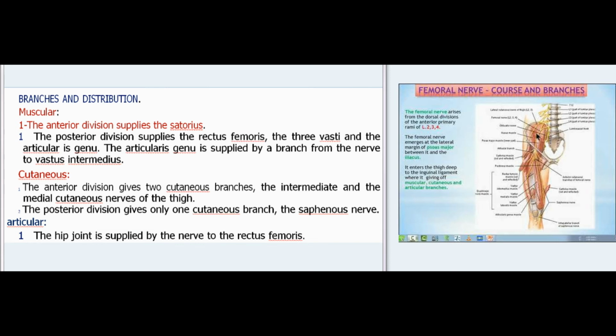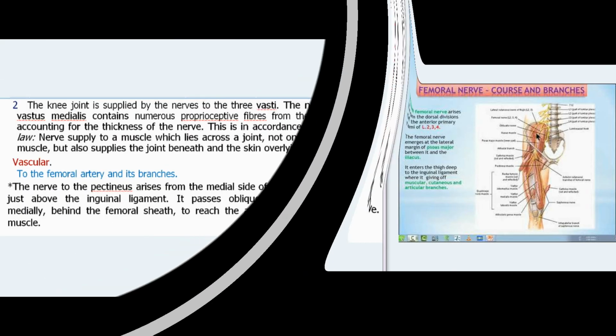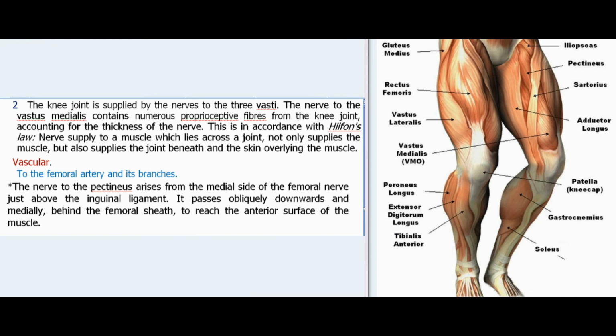The articularis genu is supplied by a branch from the nerve to vastus intermedius. Cutaneous. 1. The anterior division gives 2 cutaneous branches, the intermediate and the medial cutaneous nerves of the thigh. 2. The posterior division gives only 1 cutaneous branch, the saphenous nerve. Articular. 1. The hip joint is supplied by the nerve to the rectus femoris. 2. The knee joint is supplied by the nerves to the 3 vasti.